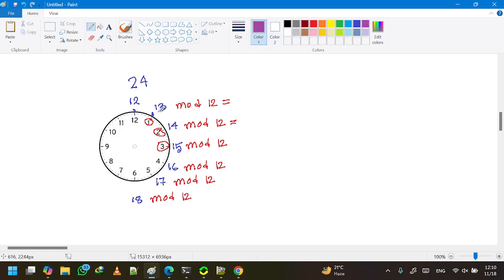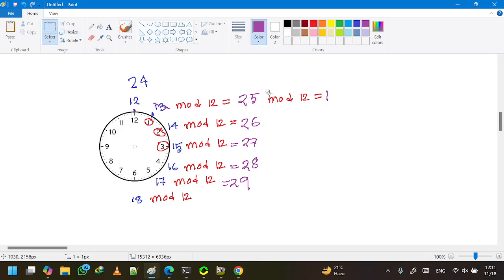Let me write it in a different color. So 13 will be written as 25. Then this is 26. This is 27. This is 28. This one is 29, and so on. But here, once again, we can do the mod operation and get the new value. Let us see what the new value is. So 24 mod 12 is, once again, 1.